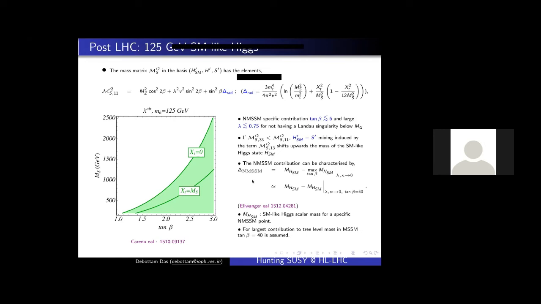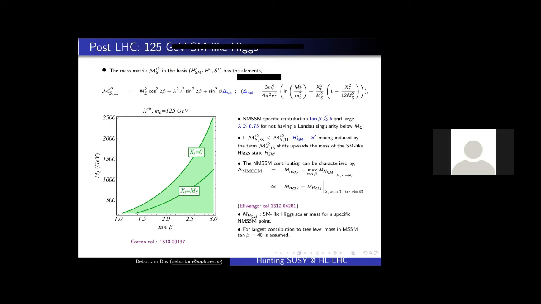And there is also another domain, called the large mixing domain. If there is a singlet scalar whose mass value is less than 125 GeV, then via the mixing between H prime and S prime, one can have a reasonable boost for the standard model like Higgs boson mass. So either one has to go to the large lambda and small tan beta domain in order to raise the Higgs boson mass, or one can rely upon the singlet doublet mixing scenarios, which can also give a positive boost to the standard model like Higgs boson mass if the mass of the singlet scalar is lying below 125 GeV.